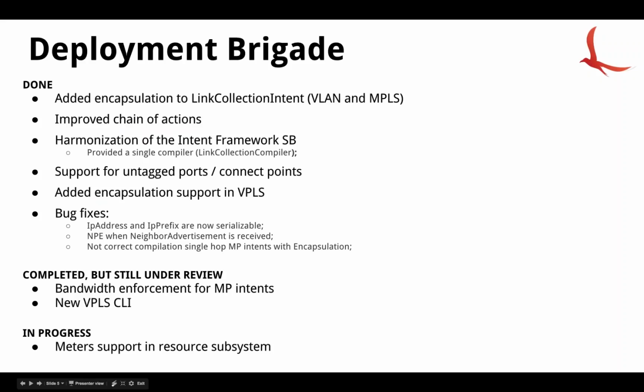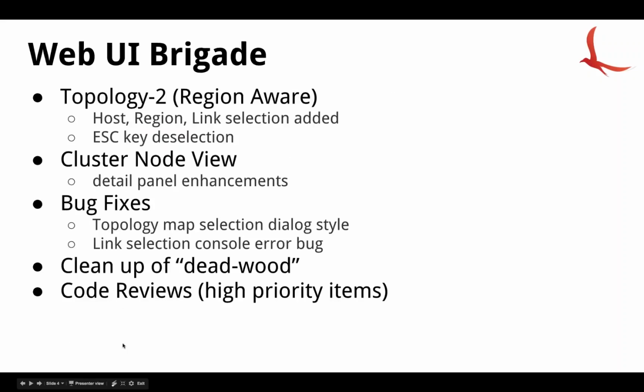Can we skip past to UI? Simon? Hi. Yeah, thanks. So work on topology version 2 continues. We've now got host, region and link selection showing details of those items, and also the escape key will deselect things.